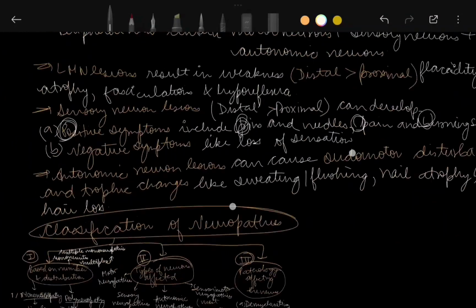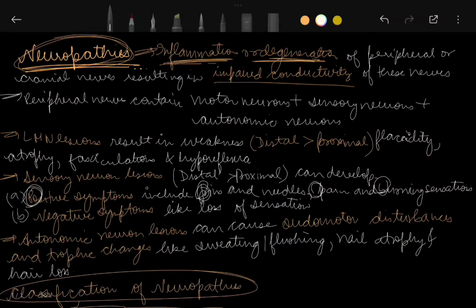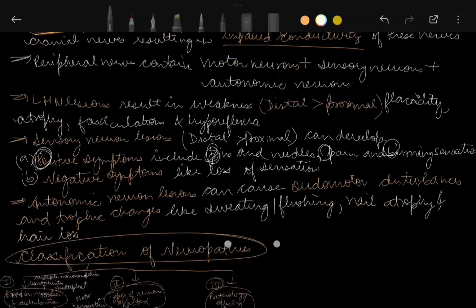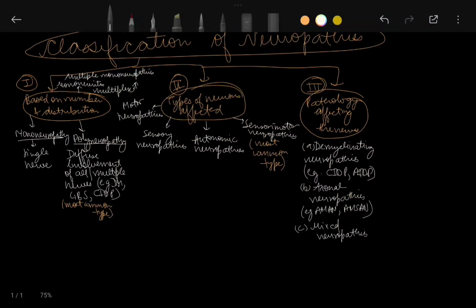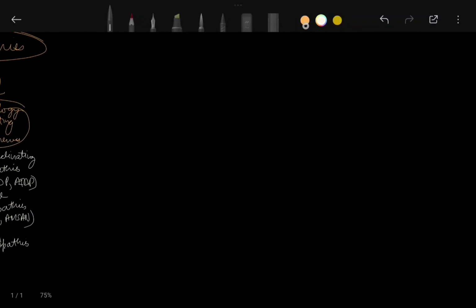So, to repeat, neuropathies are inflammation or degeneration of peripheral or cranial nerves, which results in impaired conductivity of these nerves. Based on number and distribution, they can be mononeuropathy, polyneuropathy, which is most common, and mononeuritis multiplex. Based on types of neurons, they can be motor, sensory, autonomic, or sensory motor. Based on pathology, they can be demyelinating, such as CIDP, or axonal, such as AMAN and AMSAN. Now that we have the classification, coming to the causes of neuropathies.